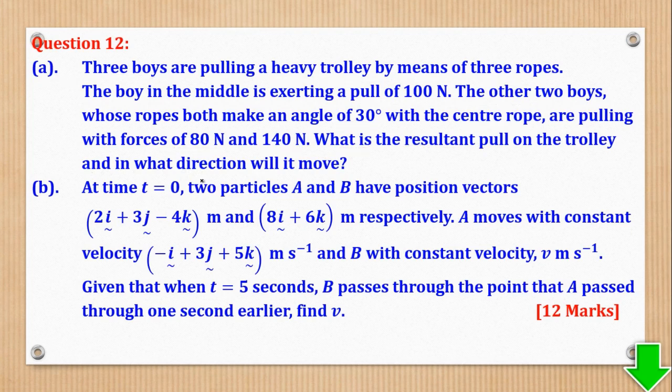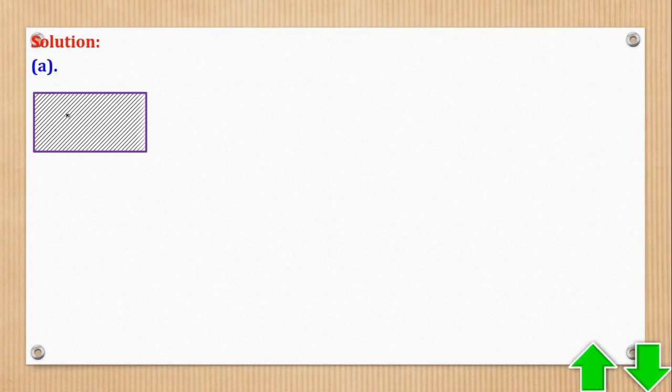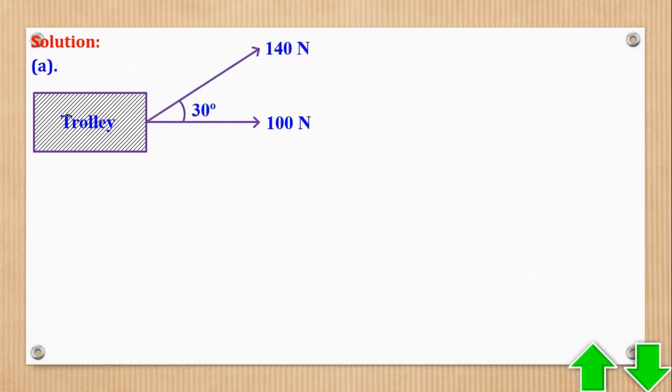So this is about resolving. So let's first do part A. In part A, you had to make a sketch. You have a trolley, then you have the center rope, which is 100 newtons. Then the other 2: one is 140, which is 30 degrees to the center rope, and the other is 80, which is 30 degrees to the center rope.